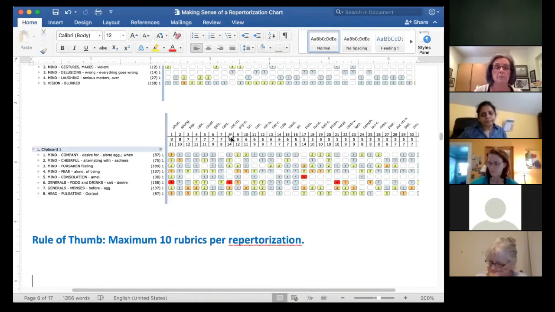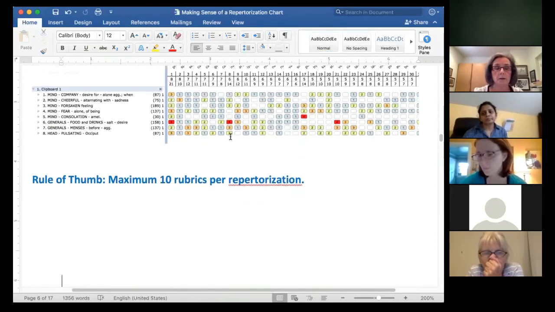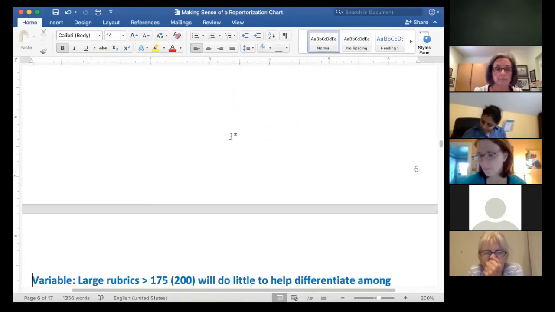Because if you get beyond that, then you're limiting some of the smaller remedies, because the chances are you're going to hit on those rubrics in the big remedies. So you can always go back and look at other rubrics and other symptoms and say, does it match? Does it fit in this repertorization? Does it fit in this remedy? But it's safer to limit the number of rubrics you put in.